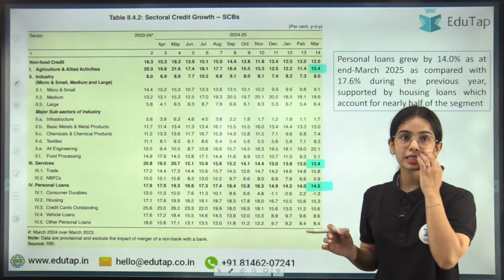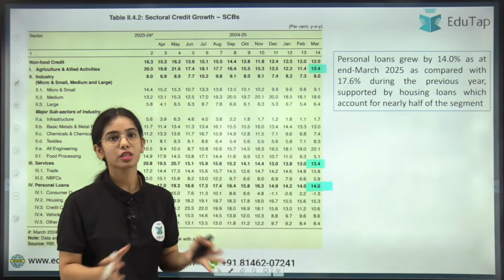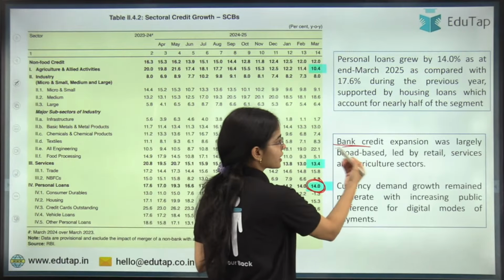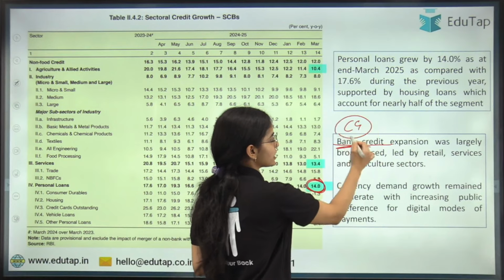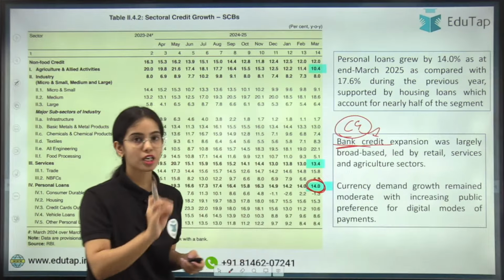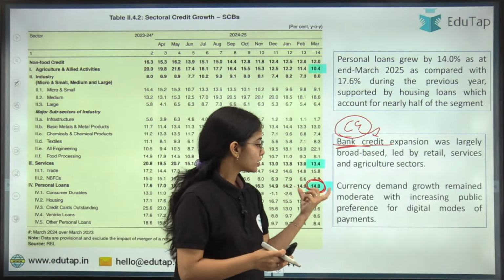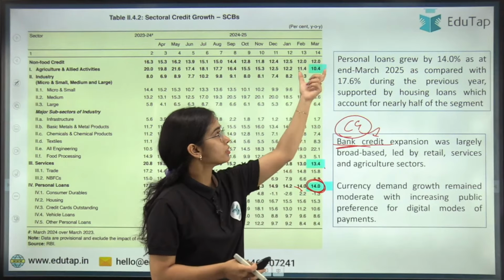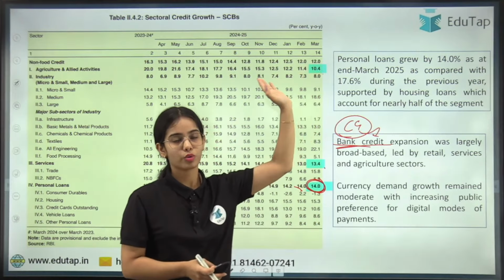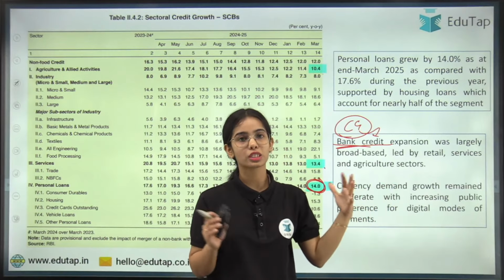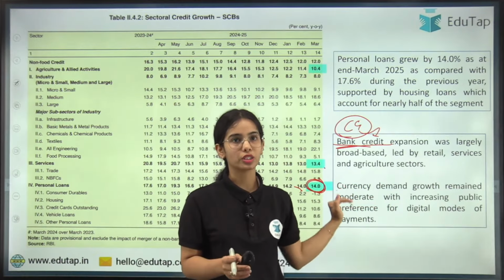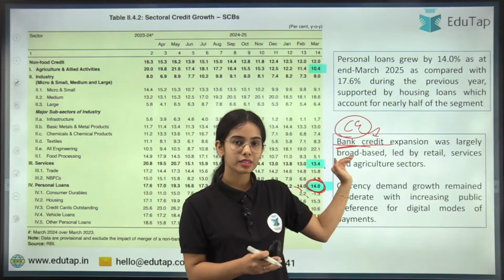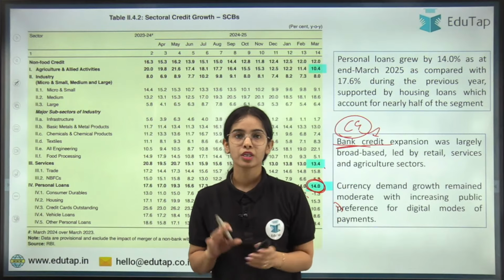Now coming to the next point, the highest growth that has come in the retail segment. The bank credit expansion, the credit growth that we have seen, was largely broad-based, led by the personal loans, the retail loans, the service loans, and the agriculture sector loans. So the idea is that bank credit expansion was largely broad-based, but the highest percent growth came in the retail sector, then in the services sector, and then in the agriculture sector. So this is the idea.